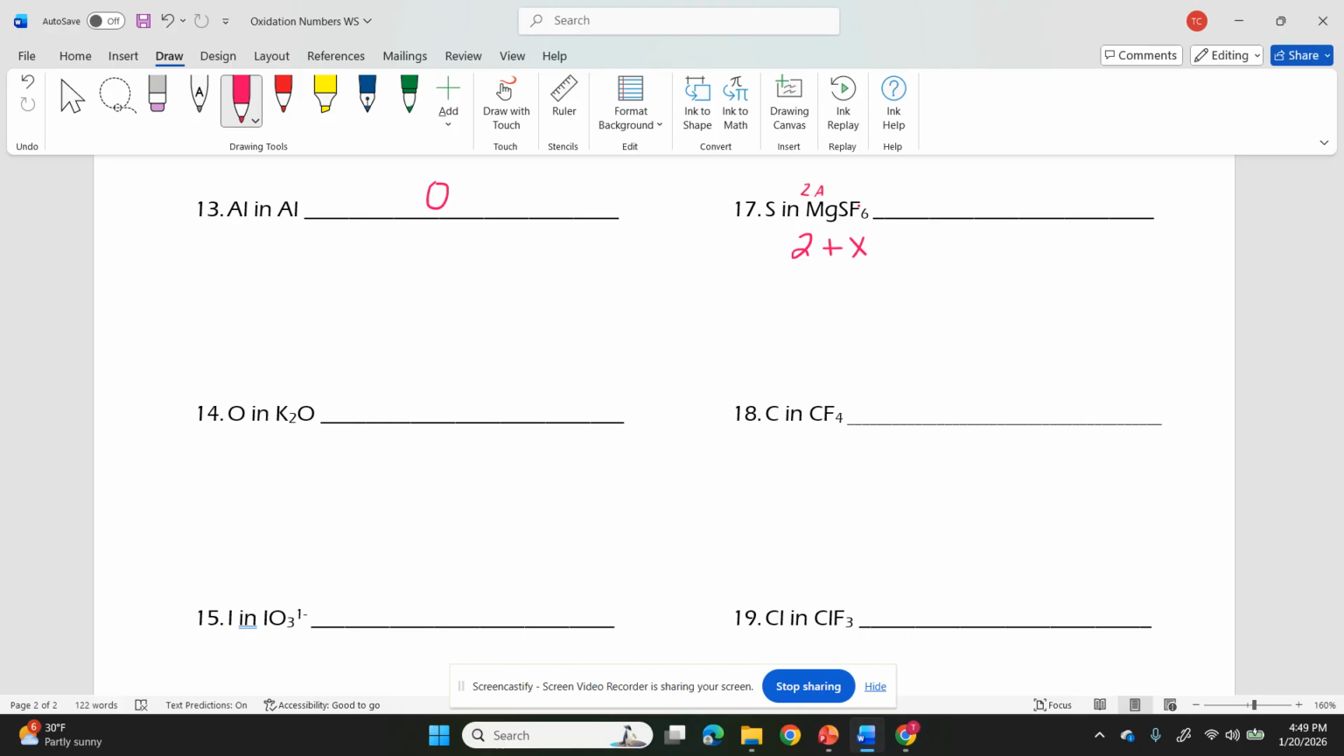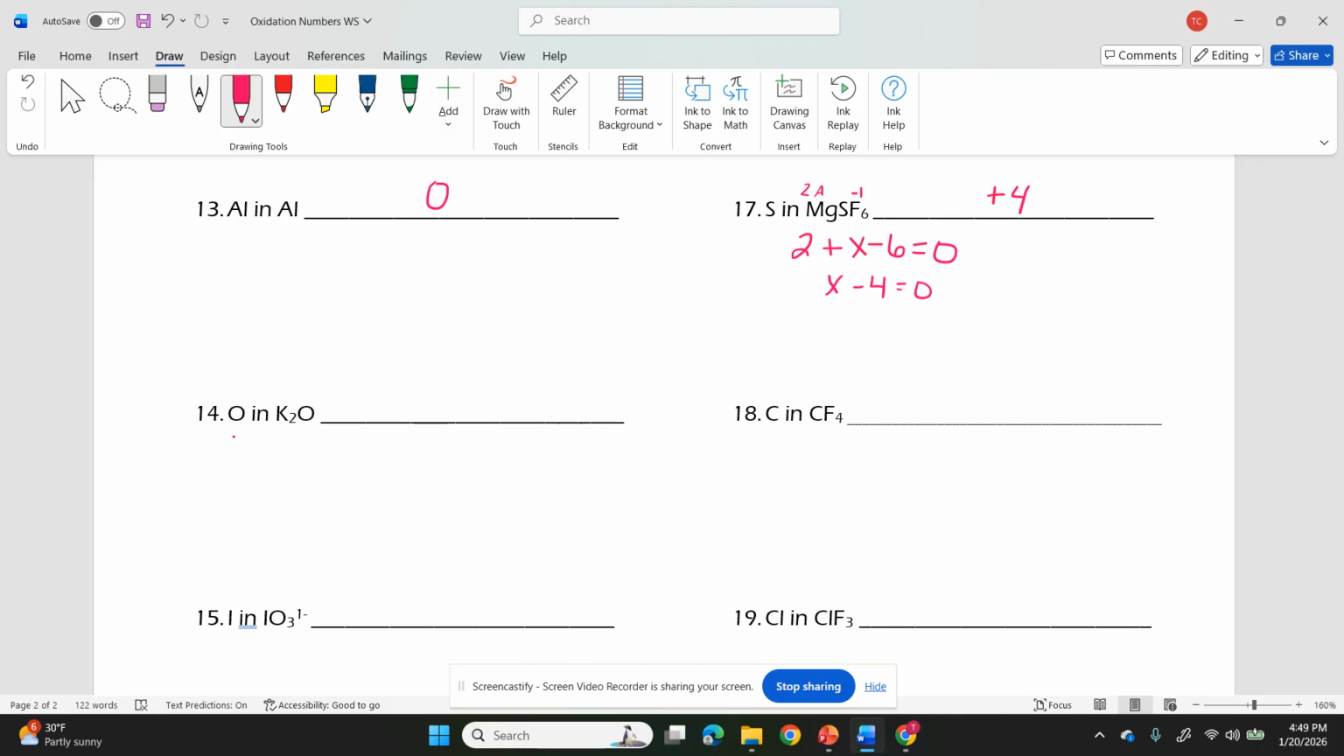Fluorine also has a definitive rule. Fluorine's rule number 3 states it will always be a -1, and I have 6 of them, so we're going to type in a -6. This is all going to be set to 0 since its charge is 0. When I look at this, we end up combining like terms, and then when we add 4 to the other side, we end up getting a +4 oxidation state for sulfur.